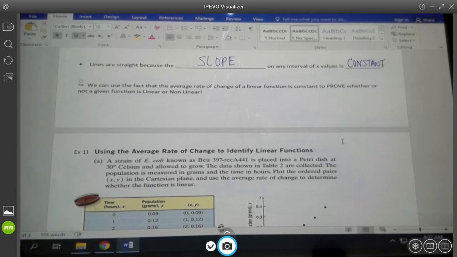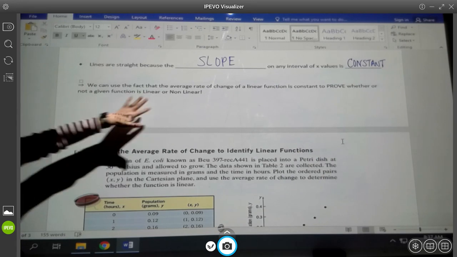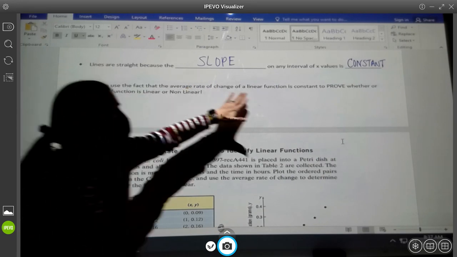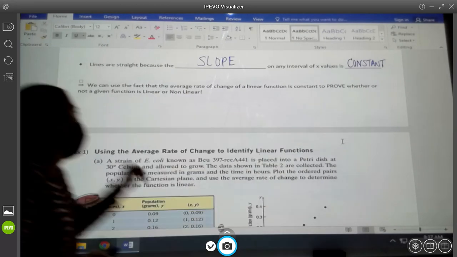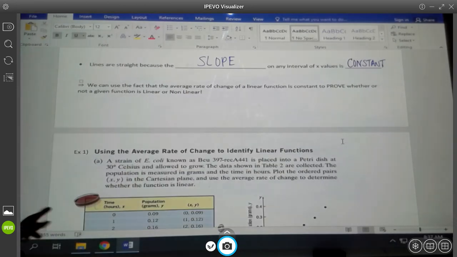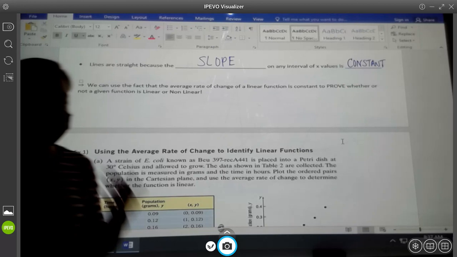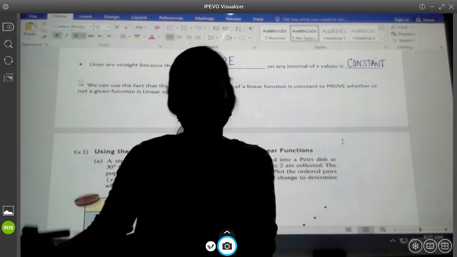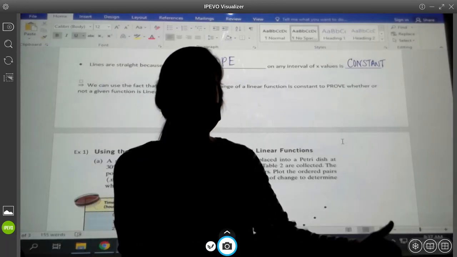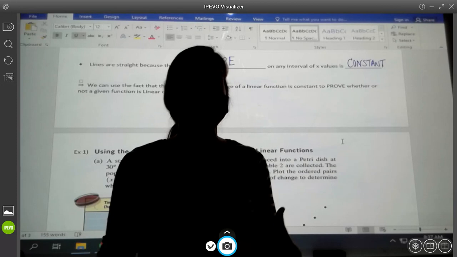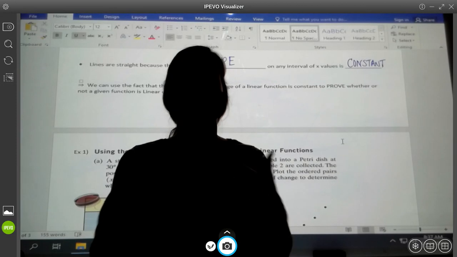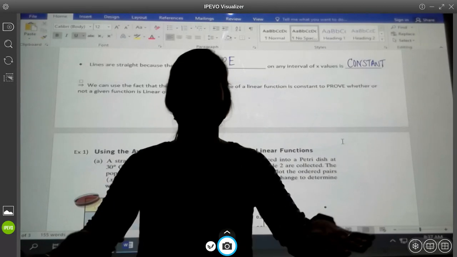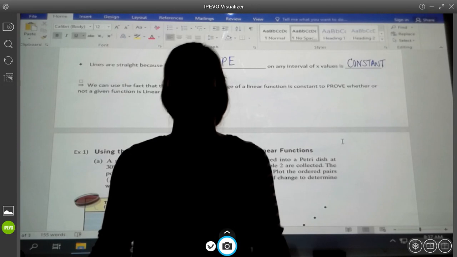All right, so we can use the fact that the average rate of change, the slope of a linear function, is constant to prove whether or not a function is linear or nonlinear. So if they are ever asking you, is this a linear function? Is this a nonlinear function? All you need to prove is that the slope is always the same. If you can prove that that average rate of change remains constant, then you know you're working with something that is linear. If it doesn't stay the same, you're not working with linear information.